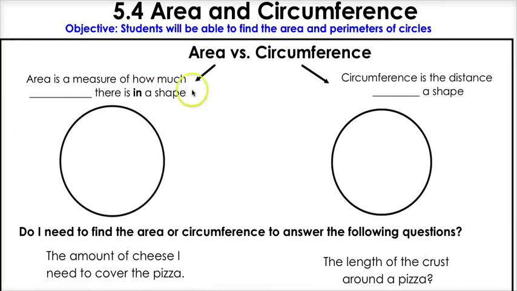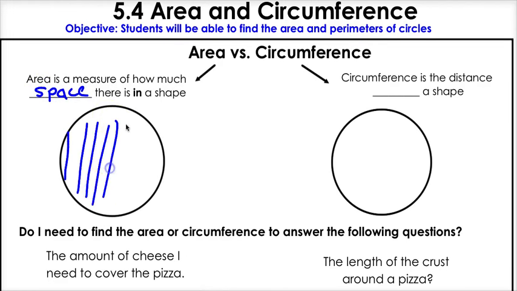Back to the lesson. Area and circumference. Now, this is probably something that you've done before, so this will be a review for some people. But check it out. This could be helpful. So what is area and what is circumference? Area is the measure of how much space there is in a shape. So if I want to know how much space this circle occupies, that would be an area question.